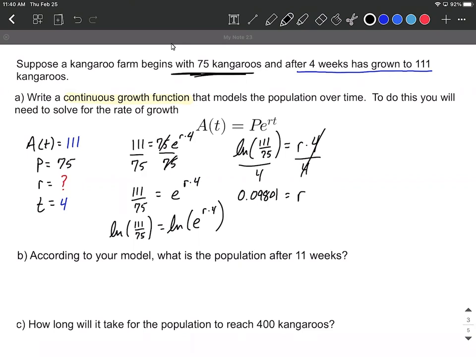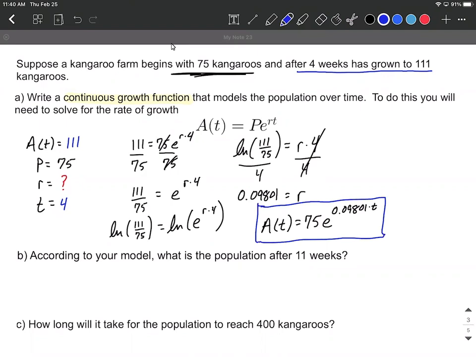All right, so plugging this back in, we have A of t equals, we're still going to start with 75, e raised to the 0.09801 times t, t being the number of weeks, and that's going to be our model. Thus concluding part A. Now, according to our model, what's this population going to be after 11 weeks? Well, 11 is going to be a value for our time. And notice our time was in weeks because it was 4 weeks that we started with. So we just plug that into our model.